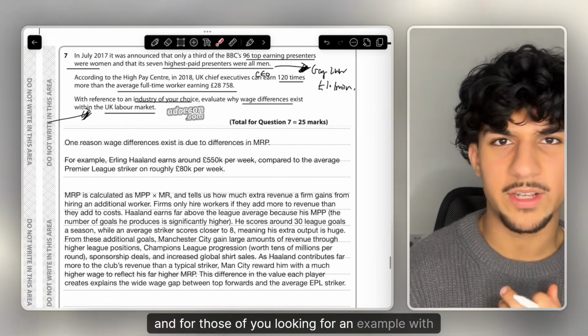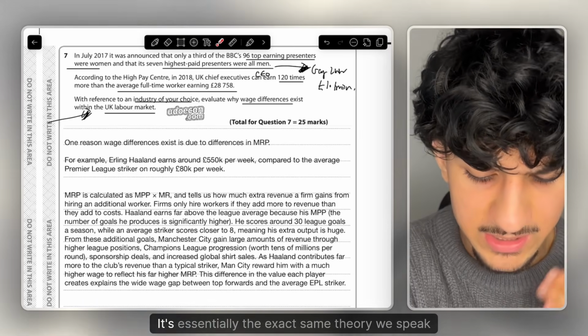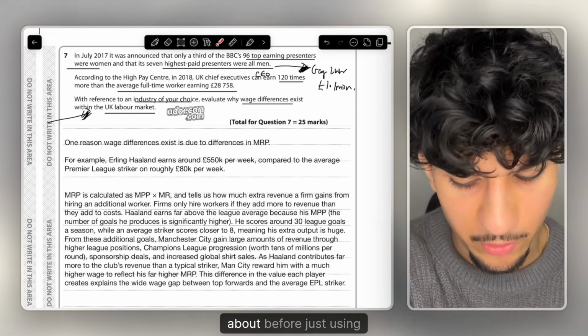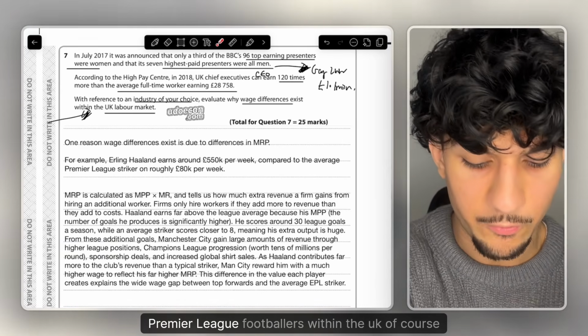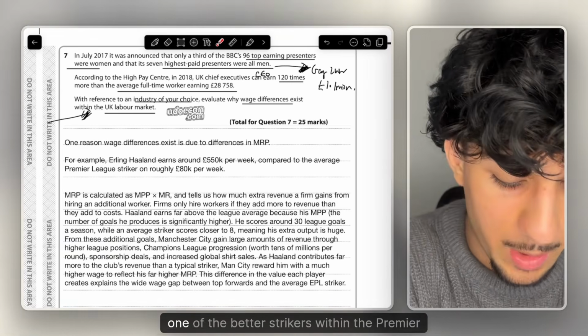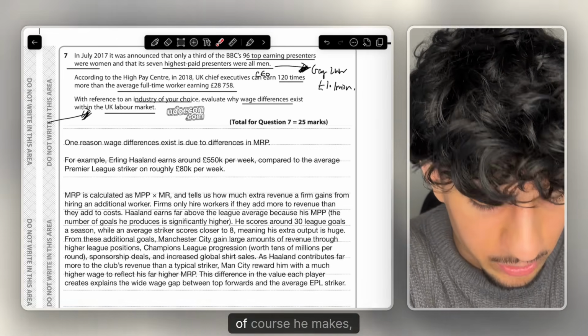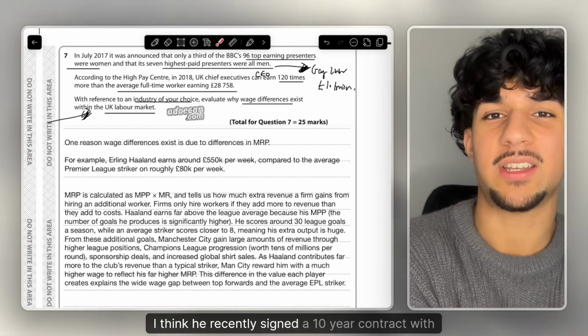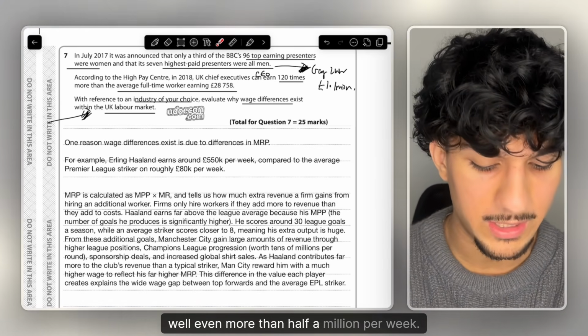And for those of you looking for an example with stats, I have taken a bit of time out, got a few stats together and written up an example. It's essentially the exact same theory we were speaking about before, just using a great example in the UK, of course, being the Premier League footballers, and one of the better strikers within the Premier League, which is Erling Haaland. I think he recently signed a 10-year contract with Manchester City, and he makes around $500,000, well, even more than $500,000 per week.